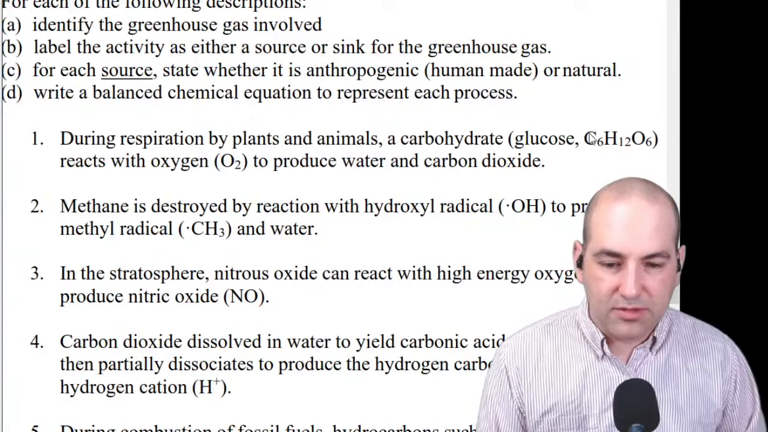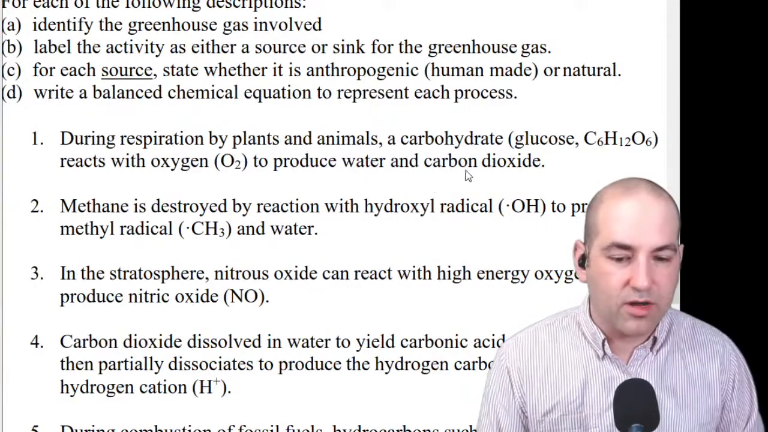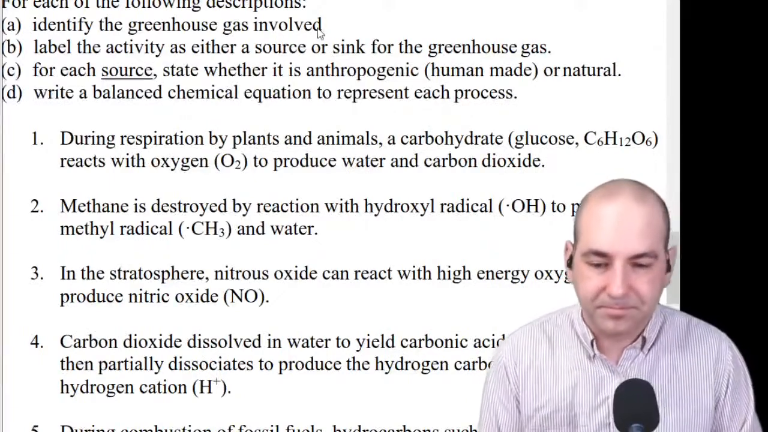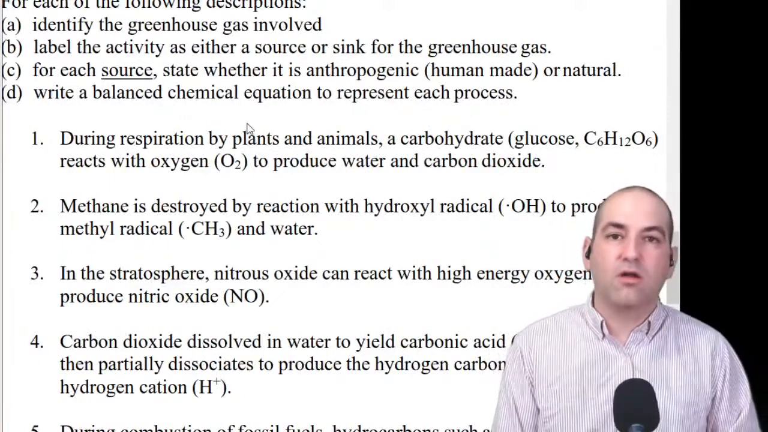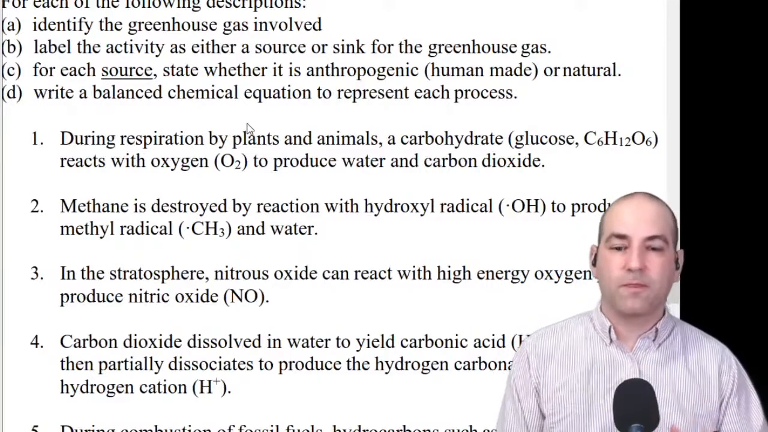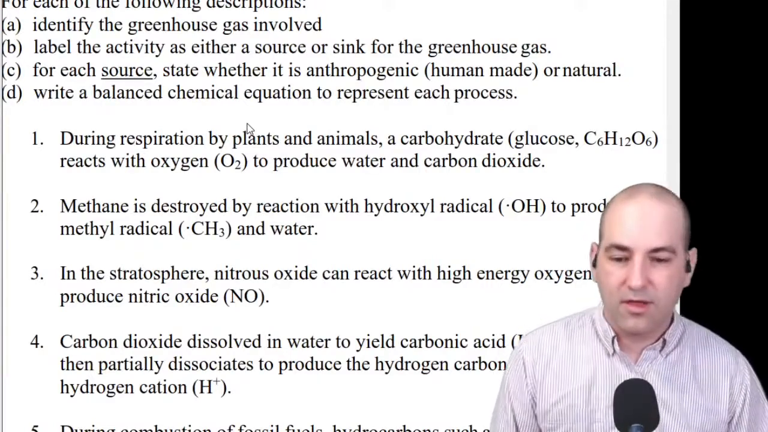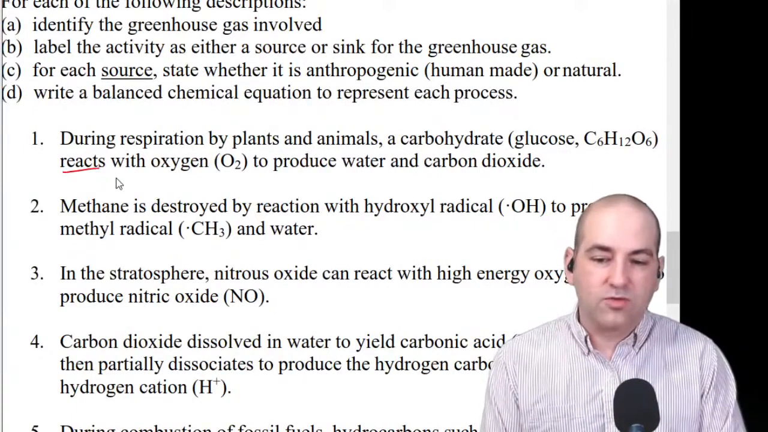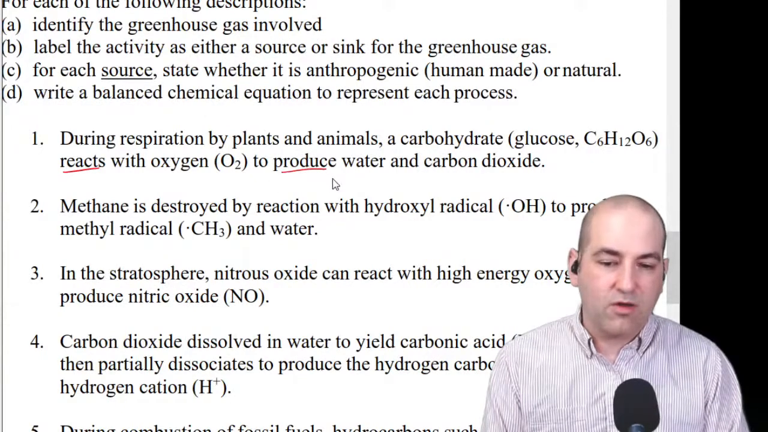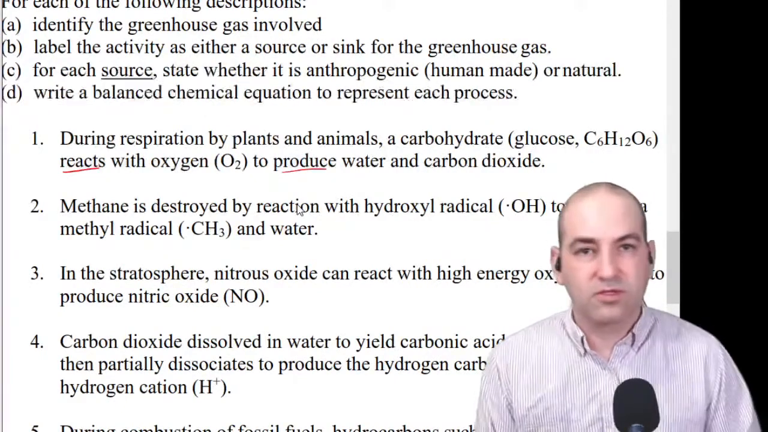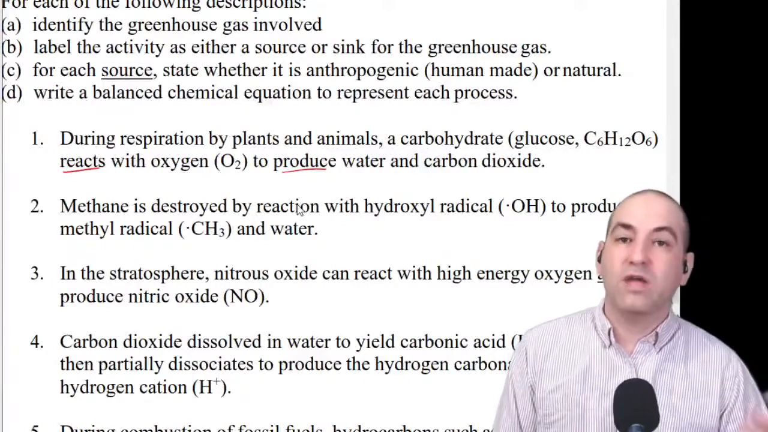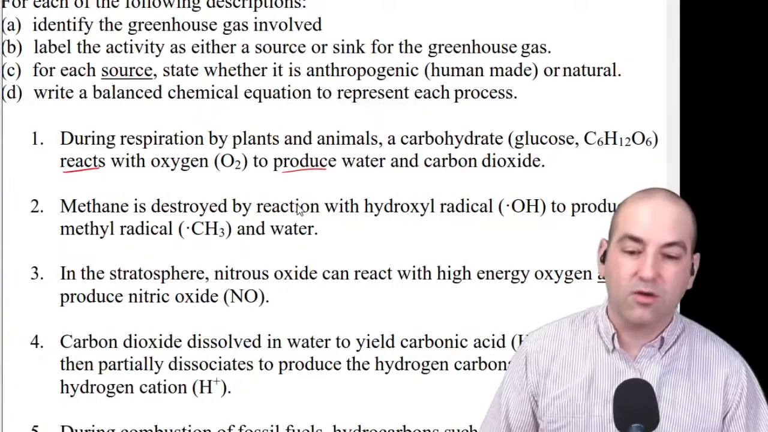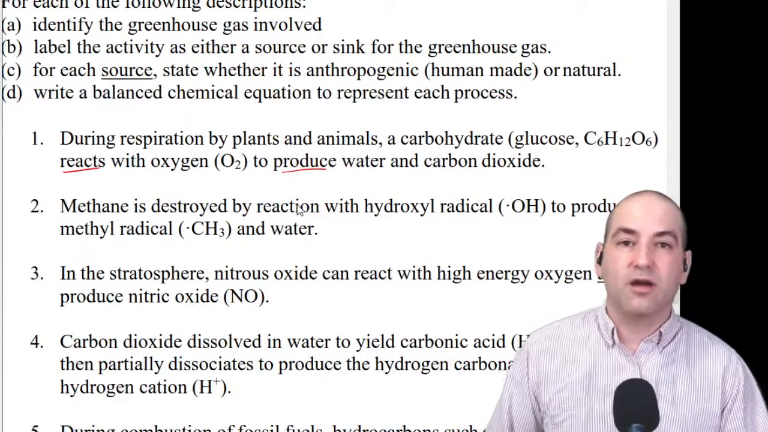During respiration by plants and animals, a carbohydrate reacts with oxygen to produce water and carbon dioxide. So how do we write a chemical equation from that information? Well, what we have to do first is figure out what are the reactants and what are the products. What are we starting with? What are we ending with? And to do that, we look for keywords. So one is "reacts with," and the other here would be "to produce." If something is reacting with something else, that's always telling us about reactants, things that we're starting with. And if we're producing something or making something or creating something, that's talking about our products.